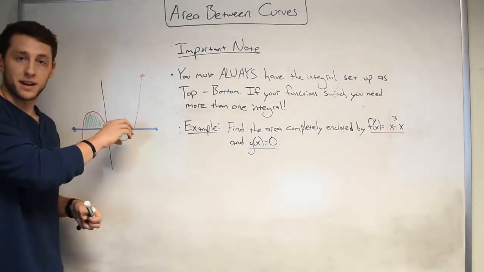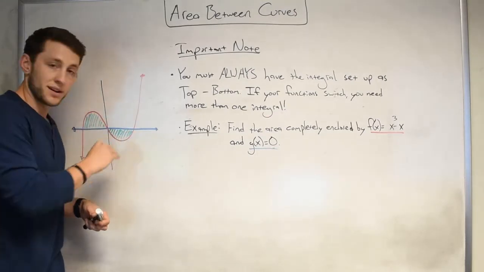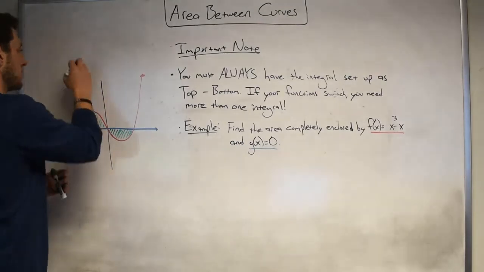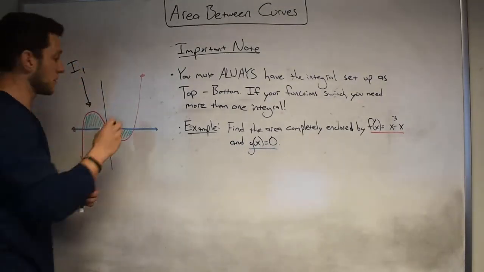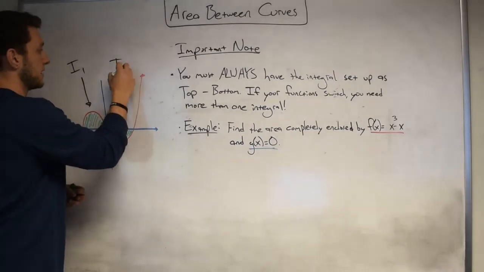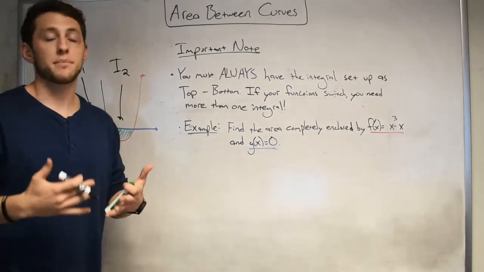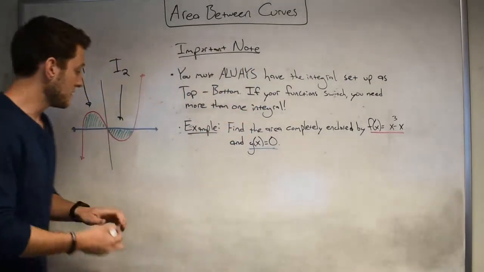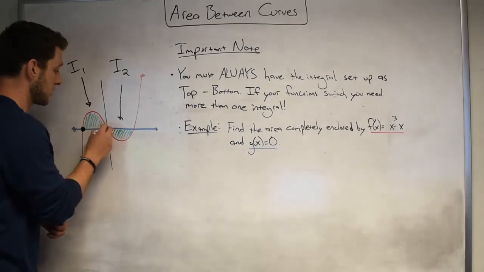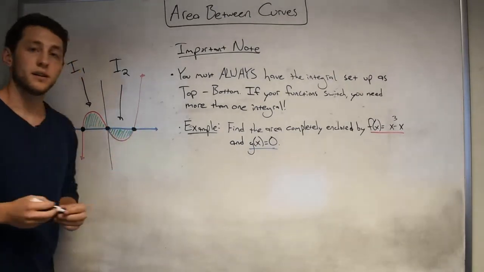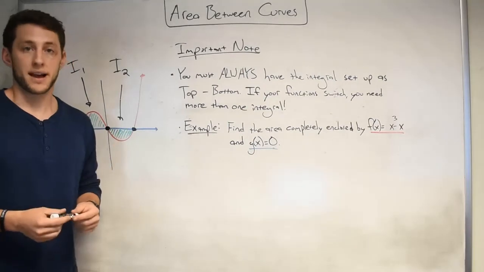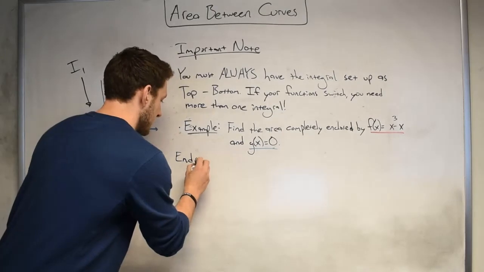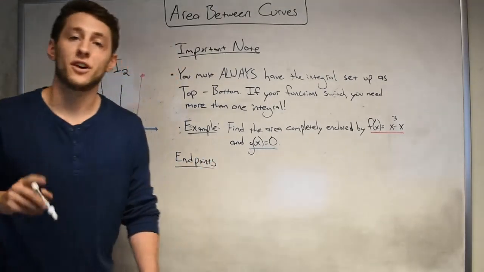As I have two different scenarios, one where red is on top and one where blue is on top, it turns out that I need two separate integrals. Let's call them I1, integral 1, and I2. That is because top and bottom must always be maintained. Now, in order to figure out the endpoints of these integrals, here, here, and here, we follow the advice from the previous slide. So first off, to get our endpoints, set the functions equal to each other.